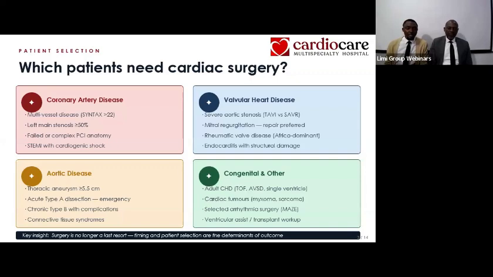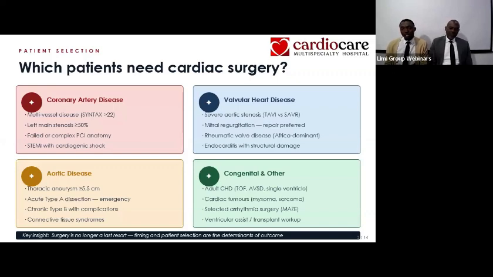Then we have aortic disease, where we have the thoracic aneurysm. That's when the ascending aorta is greater than 5.5 centimeters. Here, the aim of the surgery is to prevent a rupture or a dissection, which is now an emergency. We have the acute type A aortic dissection, which is an emergency where they present with sudden tearing chest pain, pulse deficits, aortic regurgitation, and then shock. These we take in for surgery. And then we have the chronic type B with complications, and connective tissue syndromes.